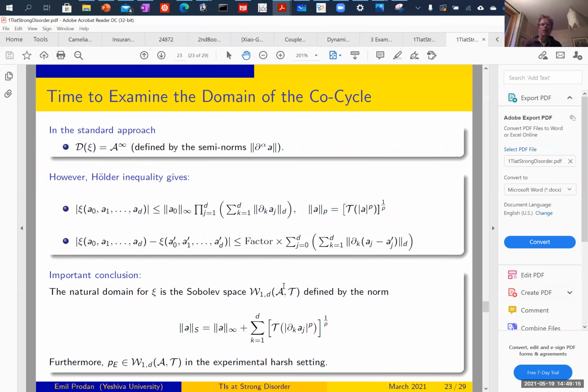So what have we gained? Well, what we gain is that we can have two cocycles close to each other, and these A's can be quite far apart, but they will be close to each other as long as they are smooth, as long as the derivations are close to one another.